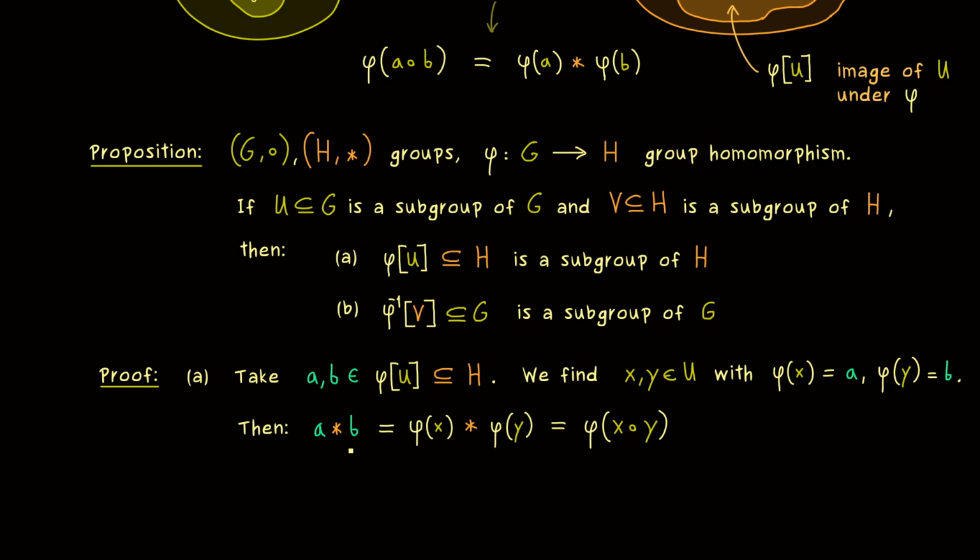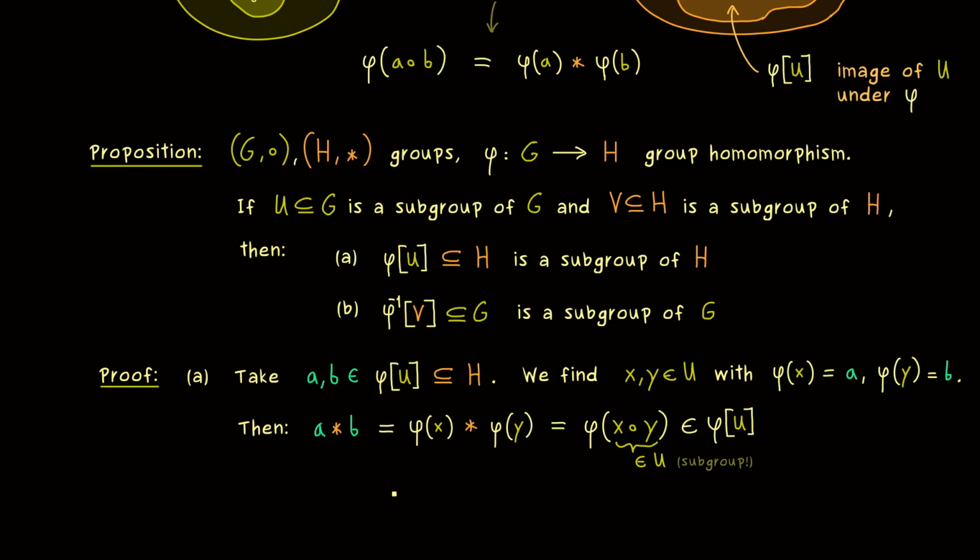And now please note, before we had the binary operation in H, and now we have the binary operation in G. Moreover, we also know that U is a subgroup in G, so x with y lies in U again. So this is an element in U because U is a subgroup. Hence, here we also get that this is an element in the image of U. And this is exactly what we wanted to show. A star B lies in the image.